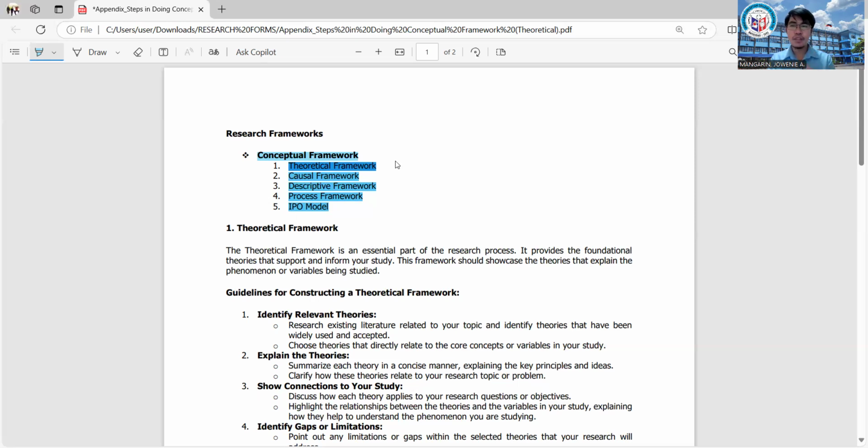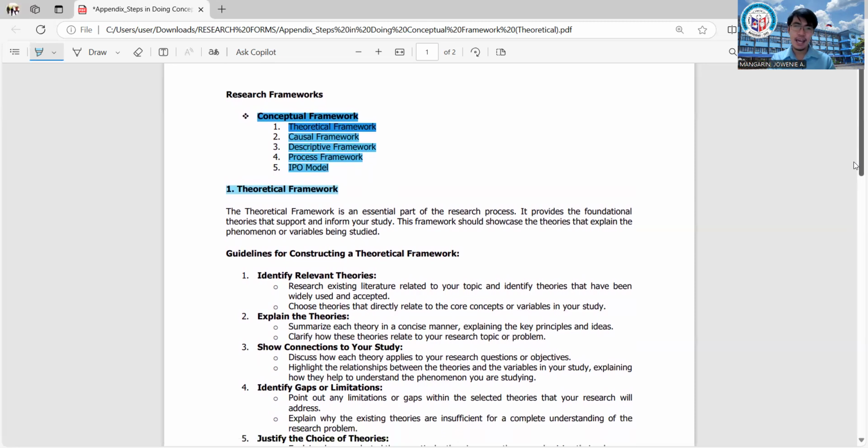And all of these types of framework fall under this what we call conceptual framework. So lahat ng mga frameworks na ito ay nagpo-fall under conceptual framework. And the first one that I will be discussing to you is yung tinatawag natin na theoretical framework. Ano ba yung ibig sabihin ng theoretical framework? At paano ba ginagamit yung theoretical framework as a conceptual framework of our paper?